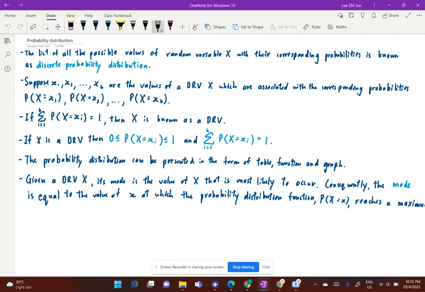The probability distribution. The list of all the possible values of random variable x with their corresponding probabilities is known as a discrete probability distribution. So suppose x1, x2 to the last, x_k, are the values of a distribution. I write this DRV as discrete random variable because the name is quite long, so I just simplify it as DRV. So just take note. And later the continuous random variable I will simplify as CRV.